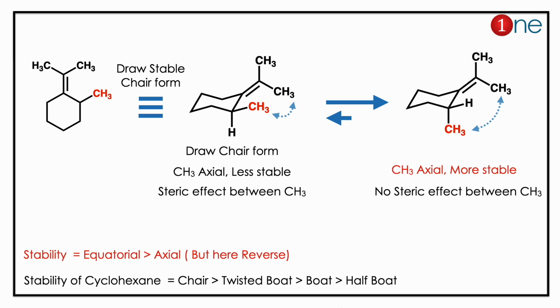If it is in the equatorial position, it has a steric effect there. So the steric effect is less if it is in the axial position. With no steric effect, it is more stable. So axial is more stable. Here it is different from the normal case, where equatorial is more stable, but here axial is stable. The concept you have to learn here is that even the steric effect can control the conformation.